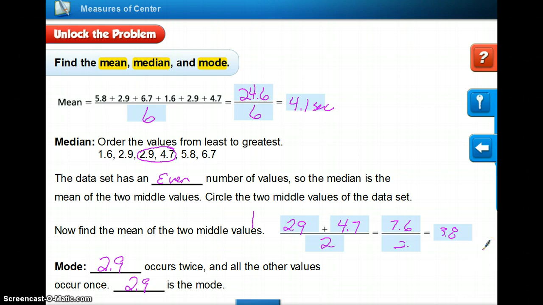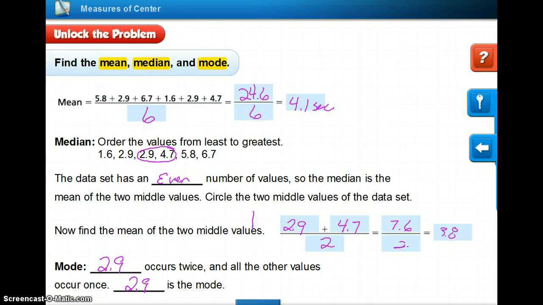I want you to try this and put your answer in the small groups and try to show your work for that. However you would show how to do the median, that's what you need to do.